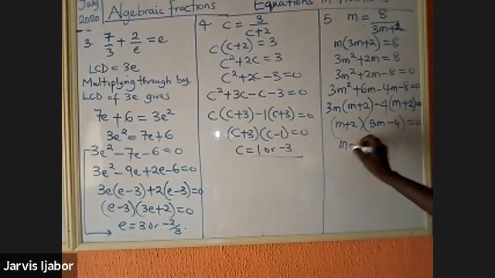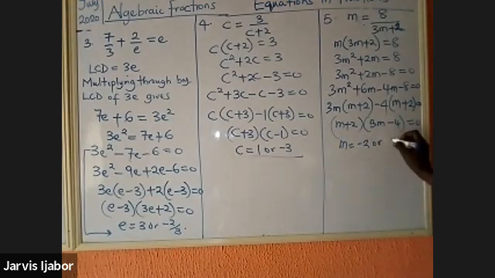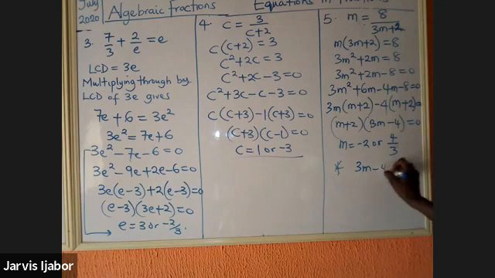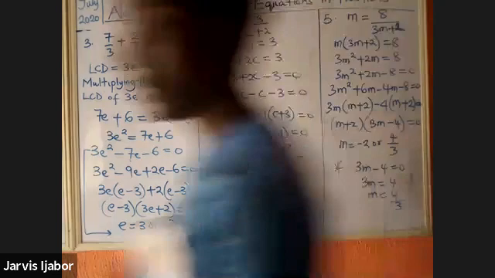So M will be equal to minus 2 or what? 4 over 3. When you simplify this, just to help you remember that 3M minus 4 equal to 0 will mean 3M equal to 4 and M will go to 4 over what? 3. Just for you to have a hint of how that answer came about.